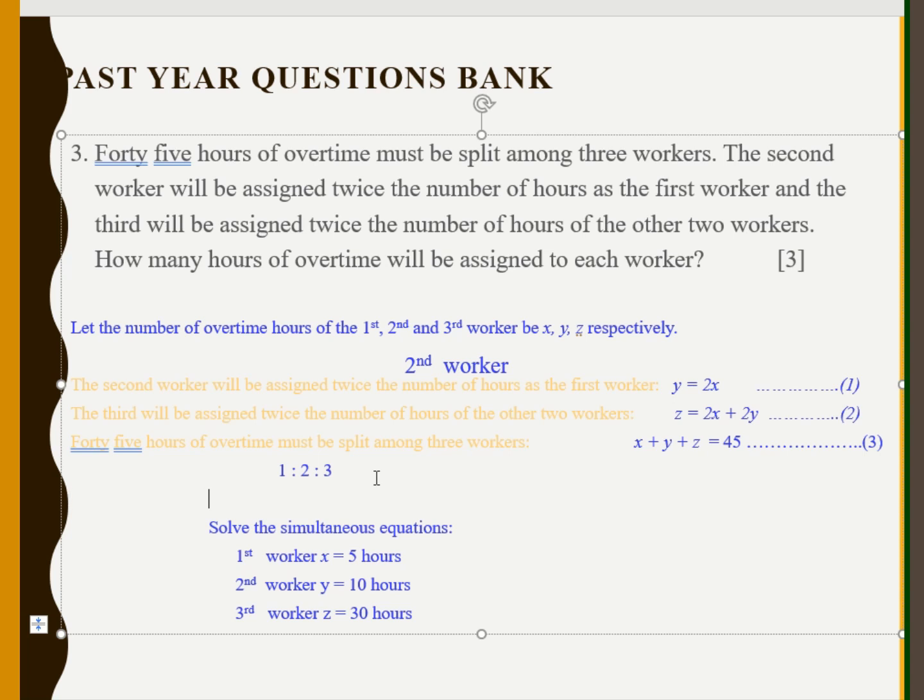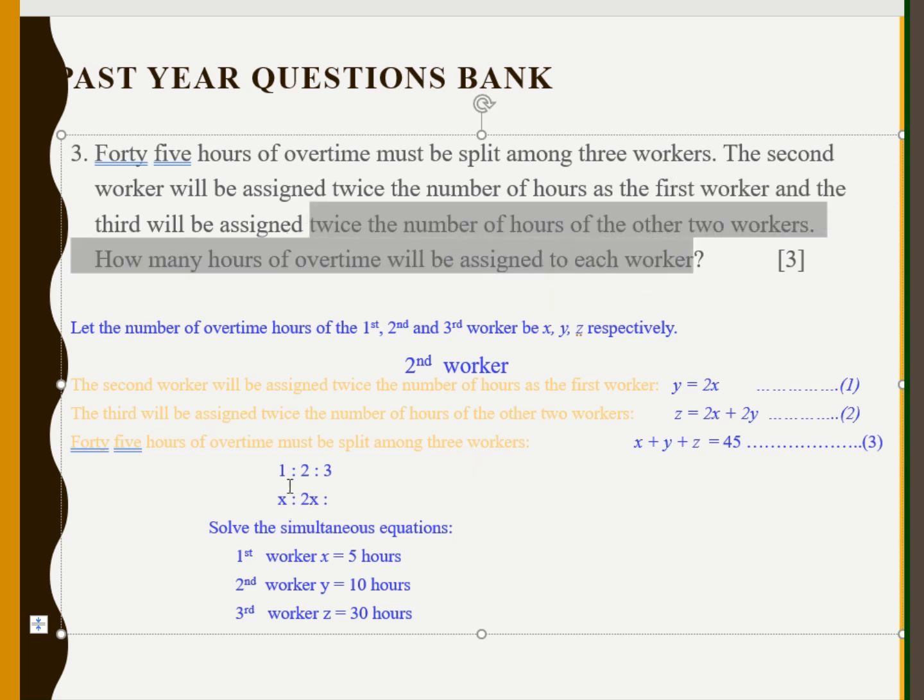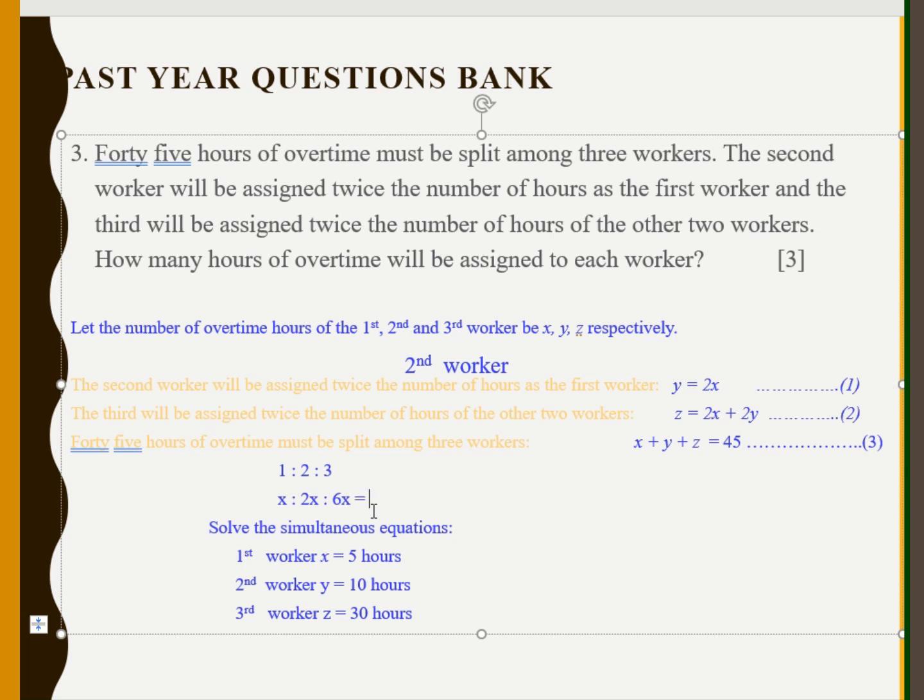So let's see, the second worker will be assigned twice as much hours as the first. So the first will be x, you can use ratio for this, will be easy. The second is 2x, the third will be what? Okay, you can do this way as well, but I think using ratio is a faster method. And the third worker will be assigned twice the number of hours of the other 2. So the other 2 altogether is 3x, right? Correct, or x plus 2x is 3x. So twice of that will be 6x. So altogether here you have 9x.